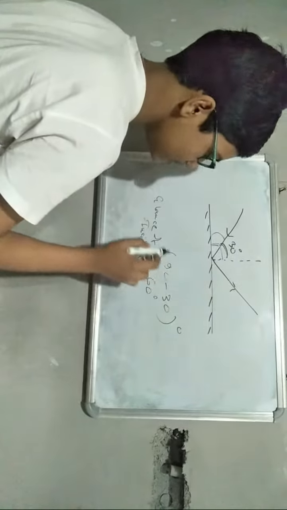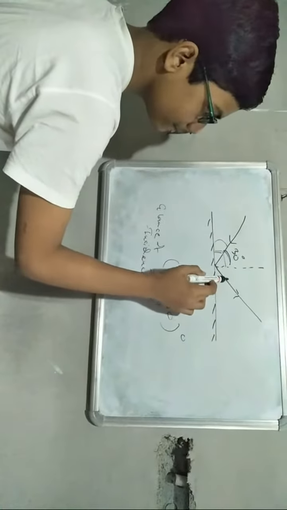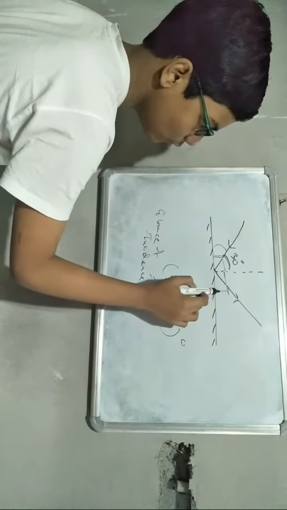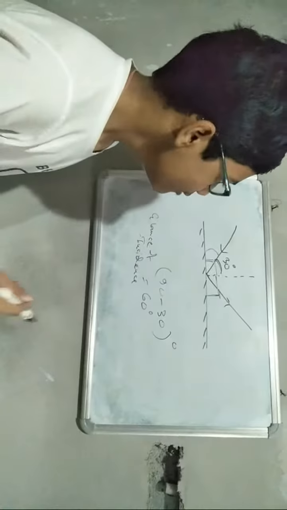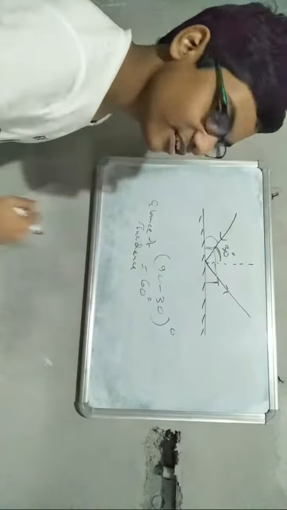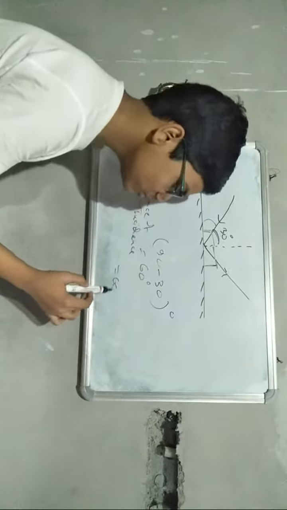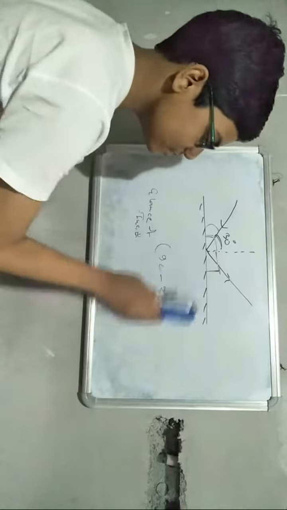Now if we ask, what is the glancing angle of reflection? If the glancing angle of incidence is 60 degrees, the glancing angle of reflection is also 60 degrees, because there is no loss. This equation is completed. Now I am going to the laws.